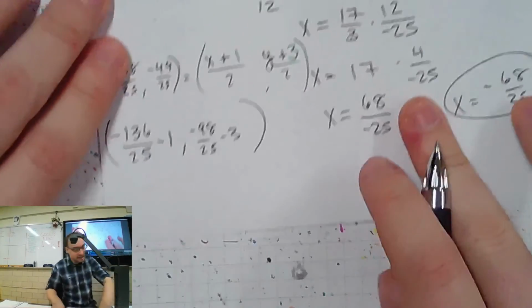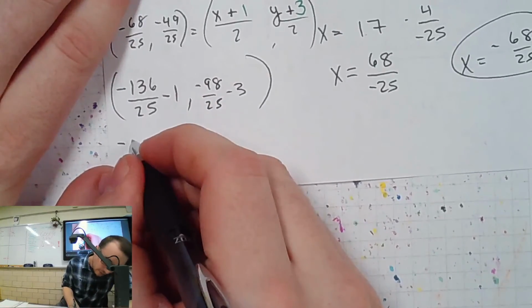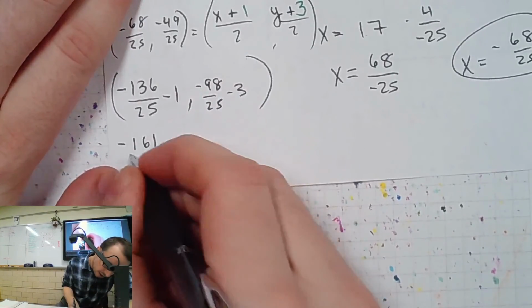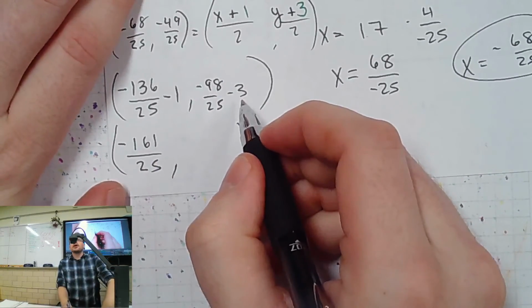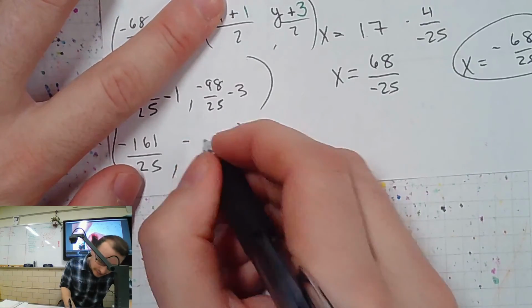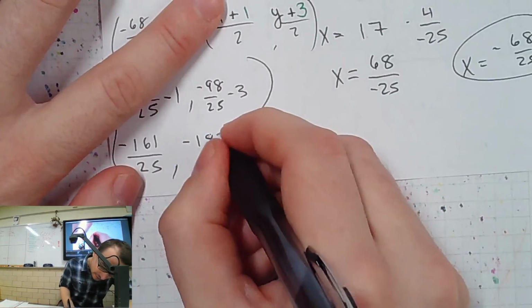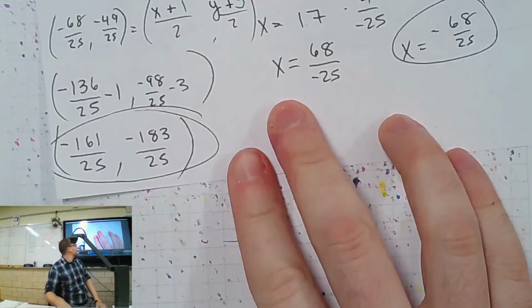Let's get common denominators. 25 25ths, it's going to be negative 161 over 25. How many 25ths in the number 3? 75, very good. So negative 183 over 25. That's disgusting. And that is where A prime is going to end up.